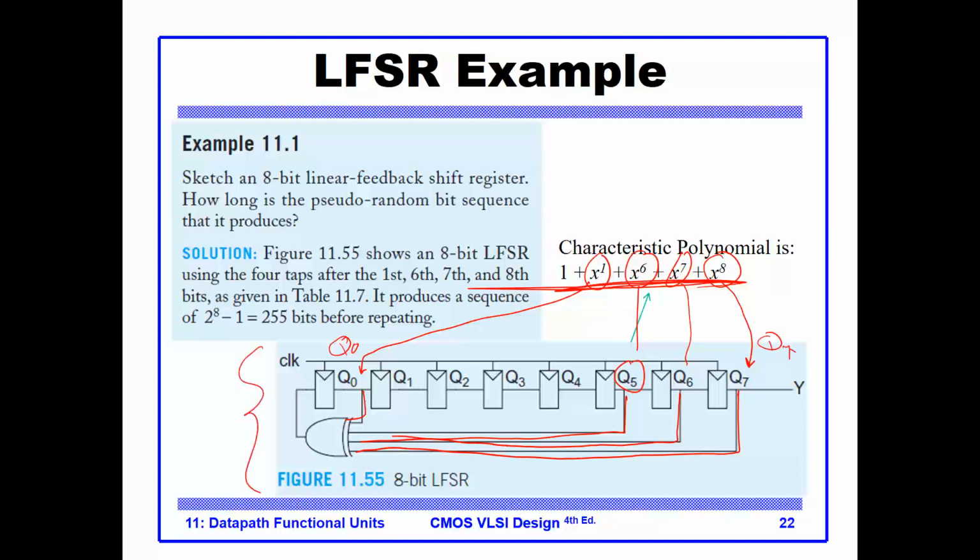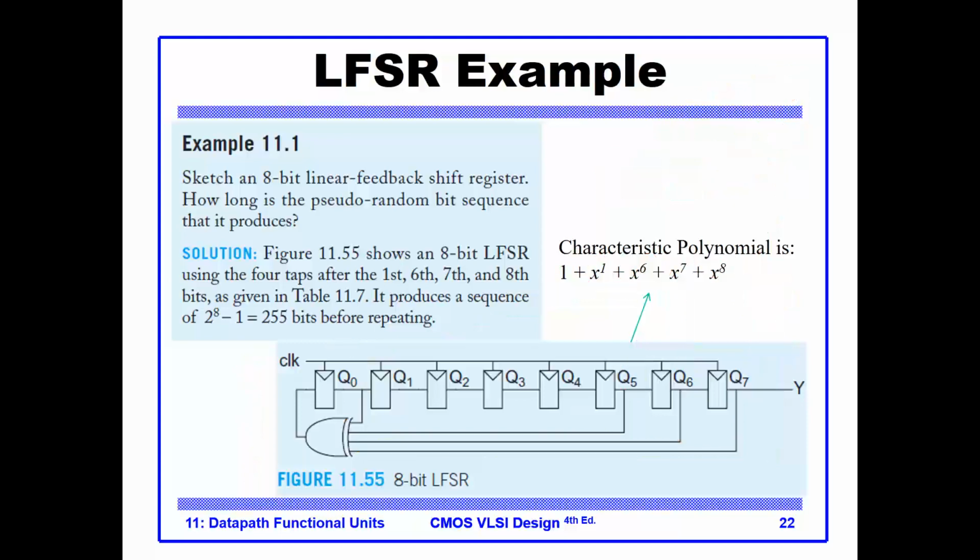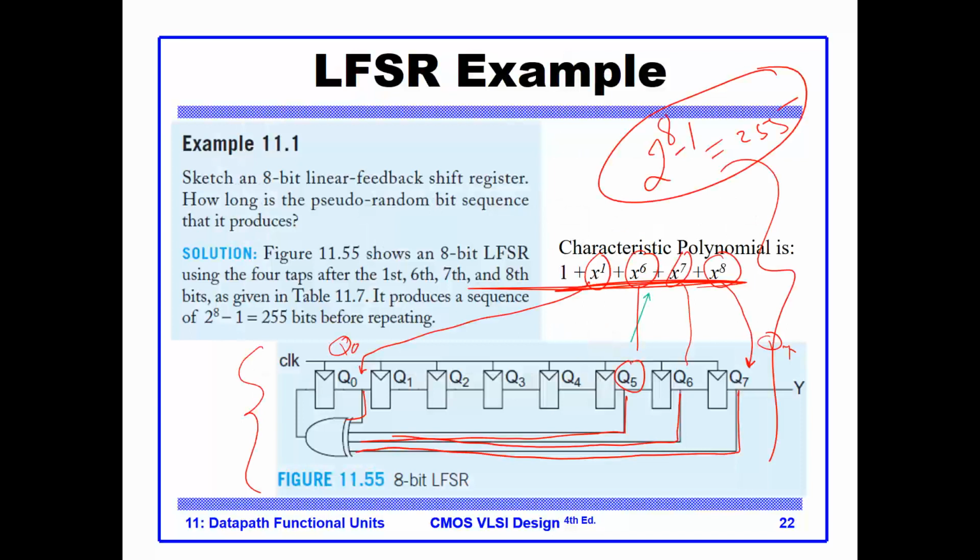Now what's the length of the sequence here if we are careful? Well, we can expect up to 2 to the 8 minus 1, which is 255 random numbers, or pseudo-random numbers, from this hardware. Okay, all right. With this I conclude this lecture, and we'll follow up with the rest of this lecture in the next part. Thank you very much.